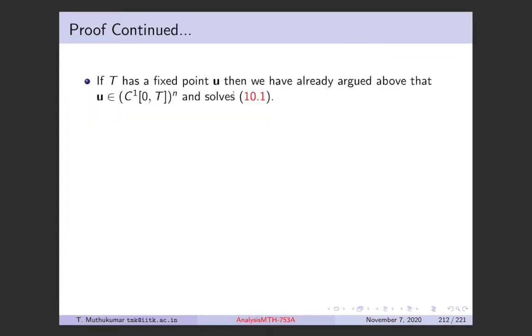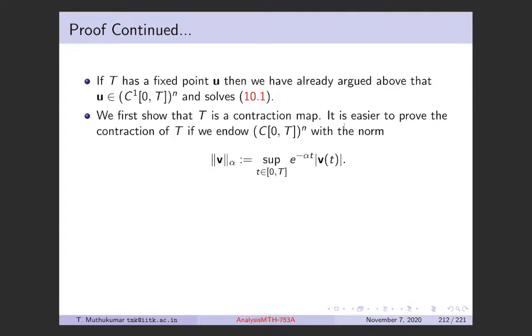So if T has a fixed point u, then we have already argued that the u solves 10.1, right? We have already seen that in the previous lecture. So we first show that T is a contraction map. To show that T is a contraction map, we are going to tweak the sup norm here a bit, okay? So we are going to consider an equivalent norm, and we are going to show the contraction in that norm. We can also do it in the usual sup norm, but then you have to keep track of things. I will mention that later.